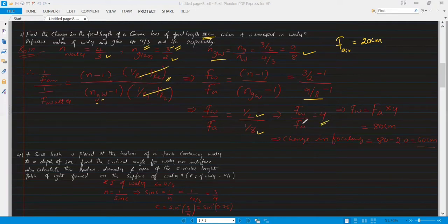So F water upon F air, that is focal length in water divided by focal length in air, is 4. Now what we need is F in water, that is equal to F in air into 4. So therefore this is 80 centimeter. Then the meaning of this is the focal length of the lens in water is 80 centimeter, whereas the focal length of lens in air was 20 centimeter. Then change in the focal length is F in water minus F in air. This is 80 centimeter minus 20 centimeter, which is going to be 60 centimeter. The change in focal length is going to be 60 centimeter.